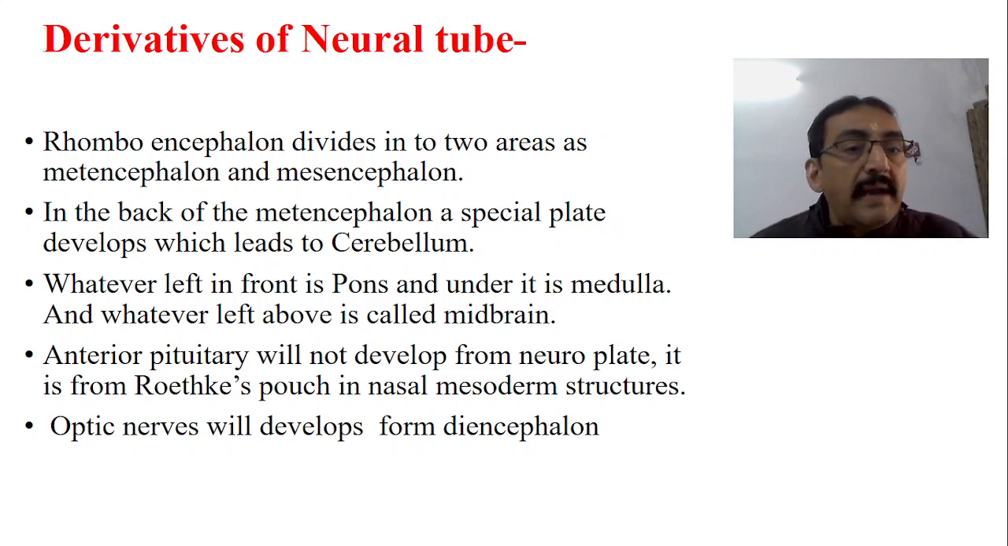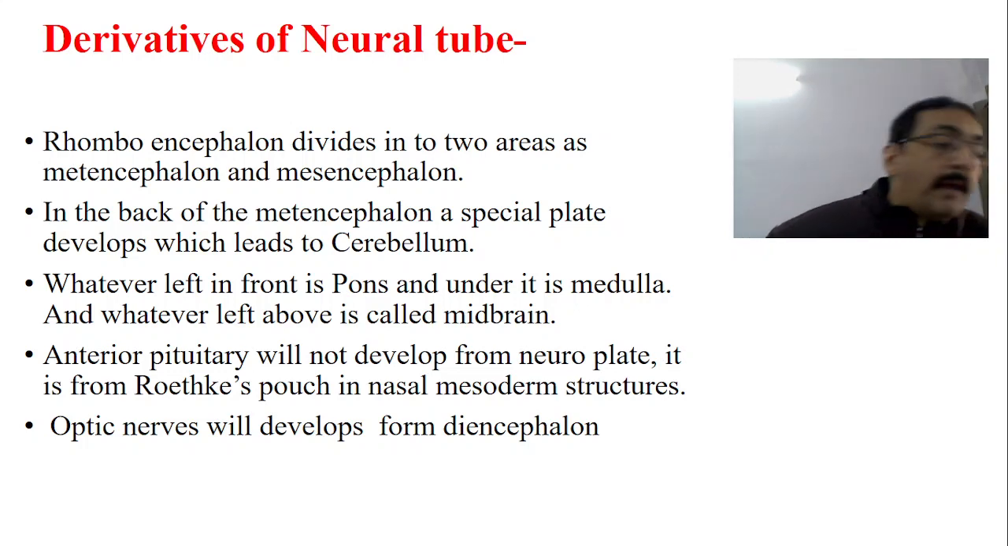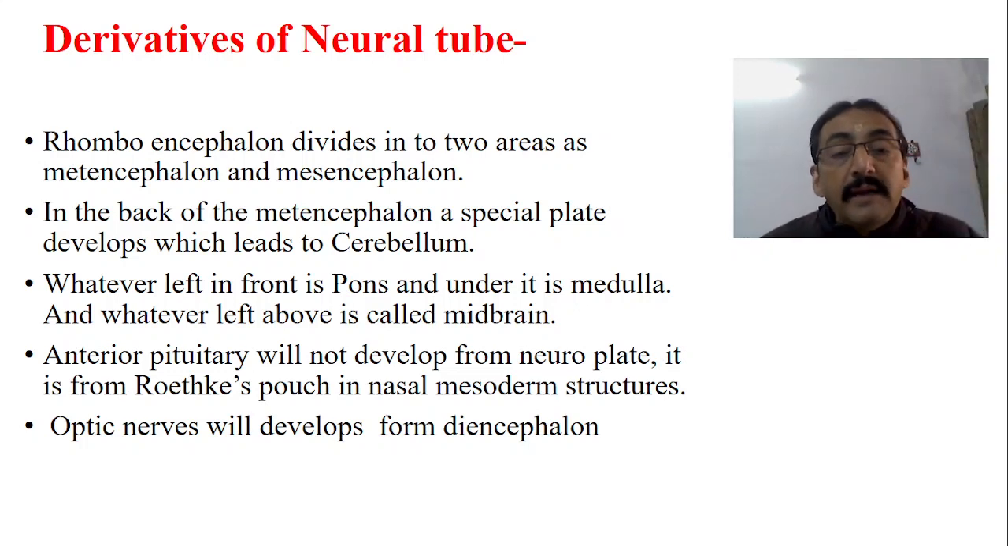Anterior pituitary will not develop from the neural plate. Now this is very important. The anterior pituitary gland will not develop from the neural plate. So it forms from Rathke's pouch, in the nasal ectoderm structures. Optic nerves will develop from the diencephalon.